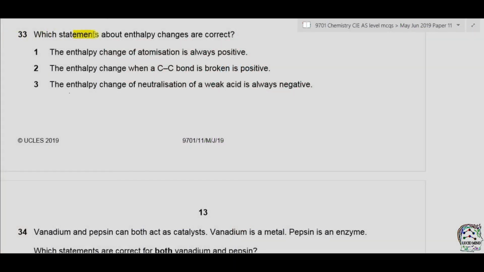Question 33. Which statements about enthalpy changes are correct? 1. The enthalpy change of atomization is always positive. This is a true statement because atomization is the conversion of element or molecule into atoms and it requires energy in order to break the intermolecular bonds or forces. For example, carbon solid can be converted into carbon gas upon heating. So therefore the change is endothermic.